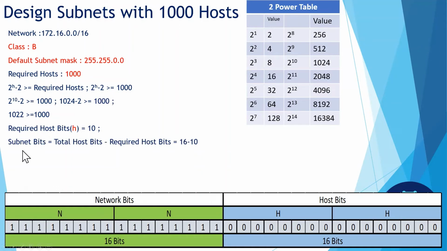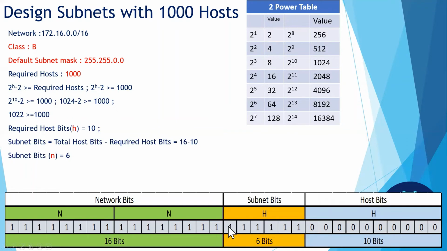Next, we are going to find out the number of subnet bits. The formula is total number of host bits minus required host bits. Total number of host bits are 16. Required host bits are 10. So subnet bits, that is N, equal to 6.